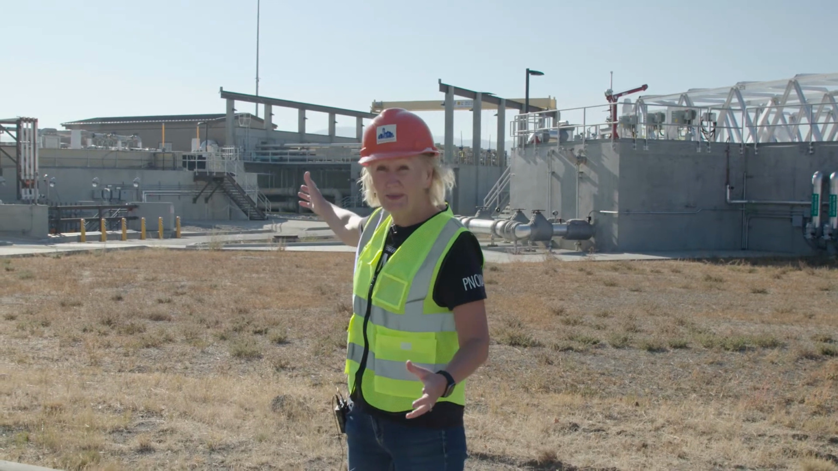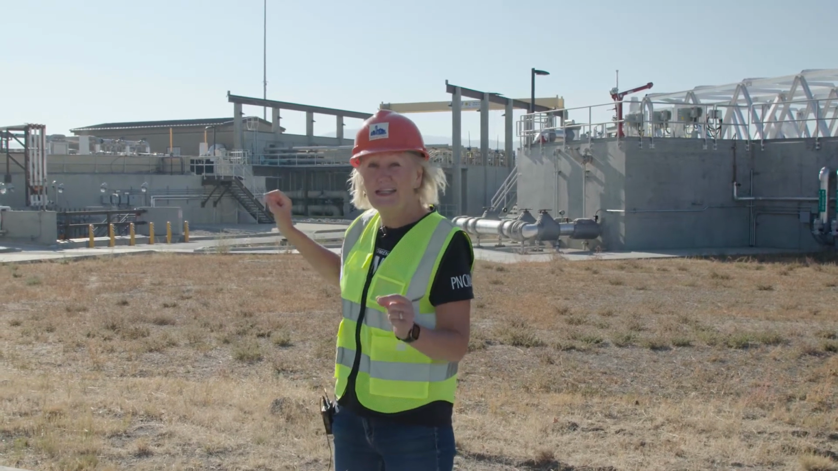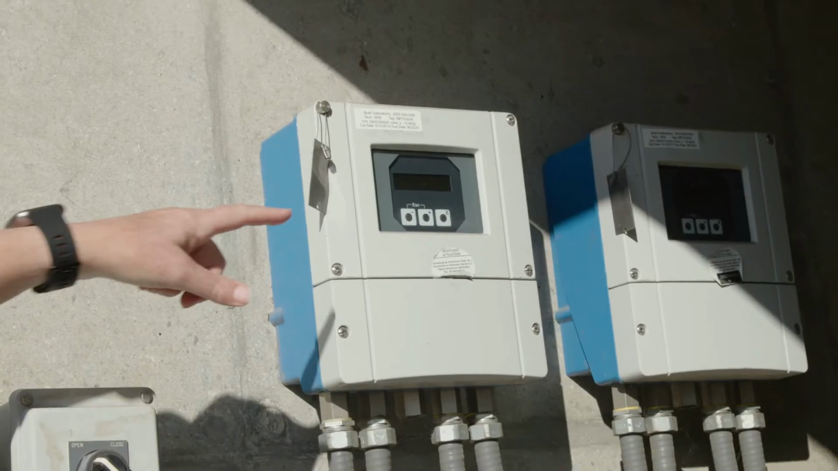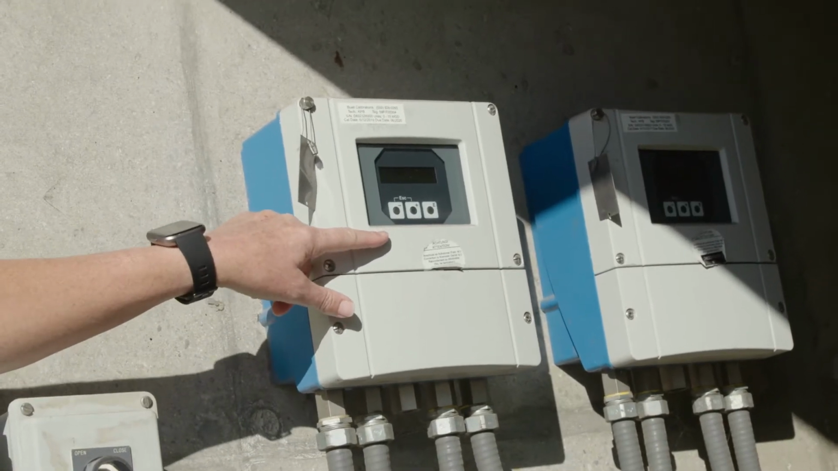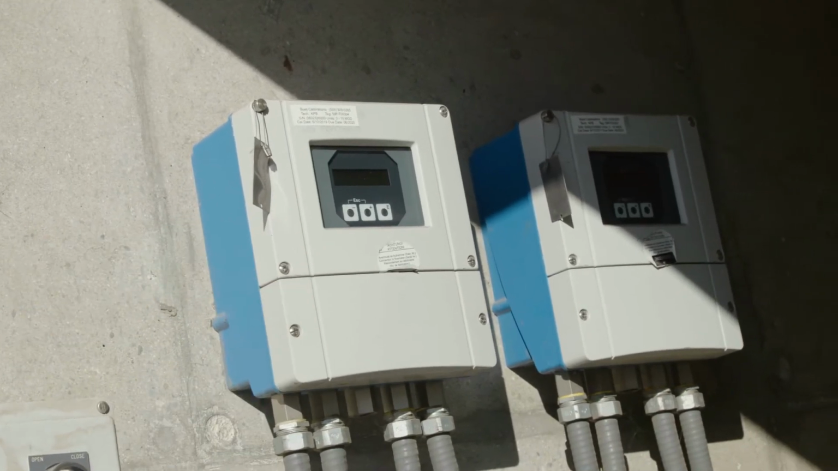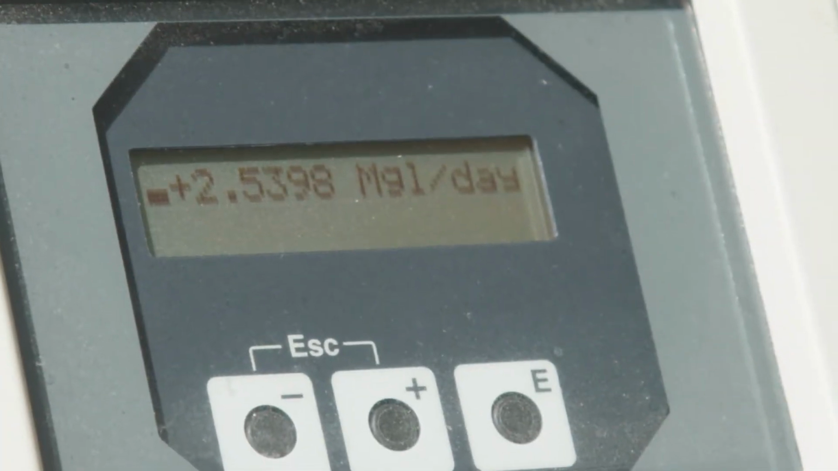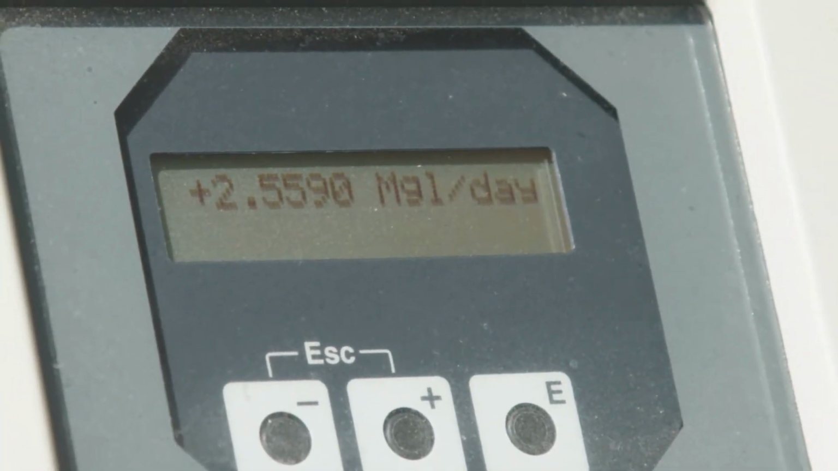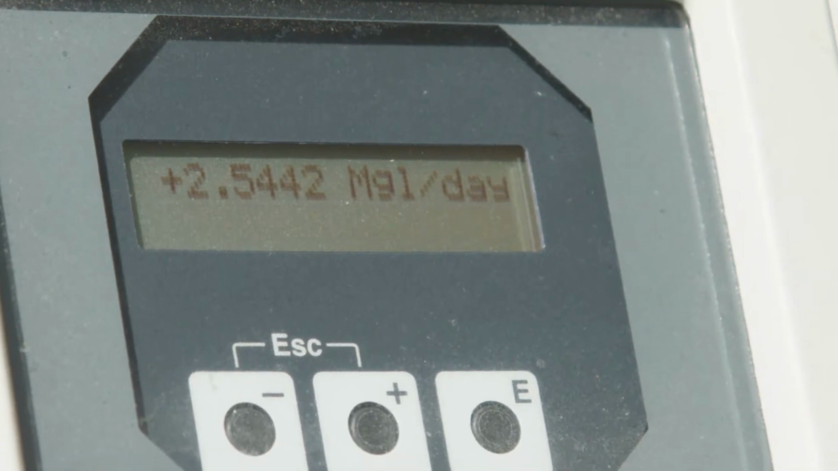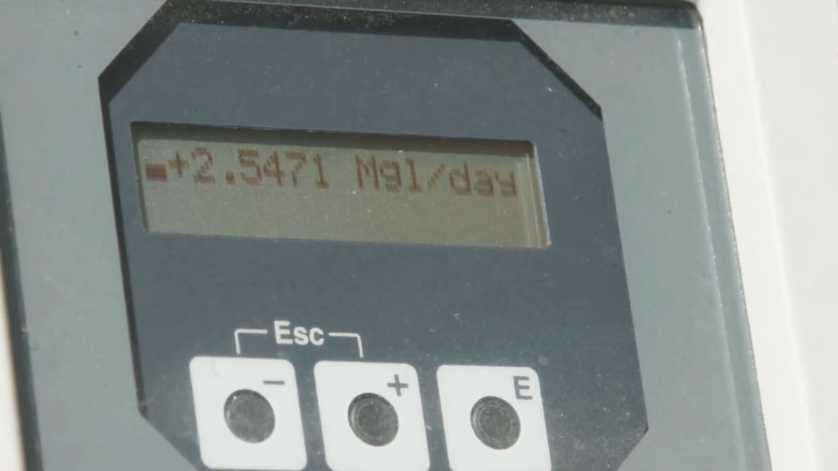These giant tanks behind us, something different happens in each one of them. We know how much water comes to us by looking at this flow meter. Most days we clean about 8 million gallons of wastewater. Can you imagine how much 8 million gallons is?